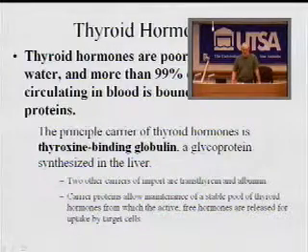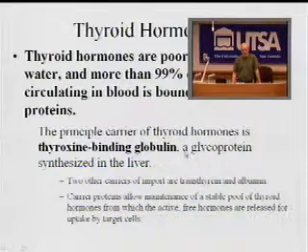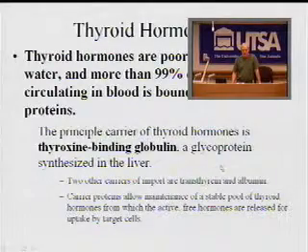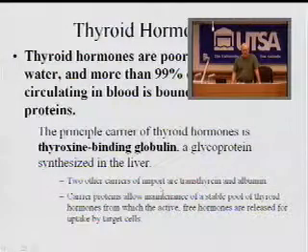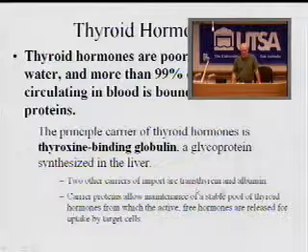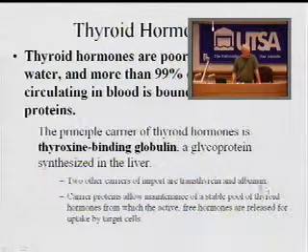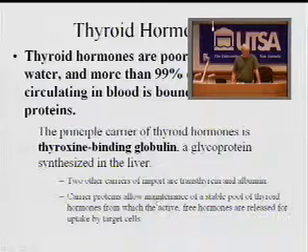The principal carrier of the thyroid hormones is the thyroxine binding globulin, and it is a glycoprotein synthesized in the liver. Two other carriers of importance are transthyretin and albumin. The carrier proteins allow the maintenance of a stable pool of thyroid hormones from which the active free hormones are released for uptake by target cells.